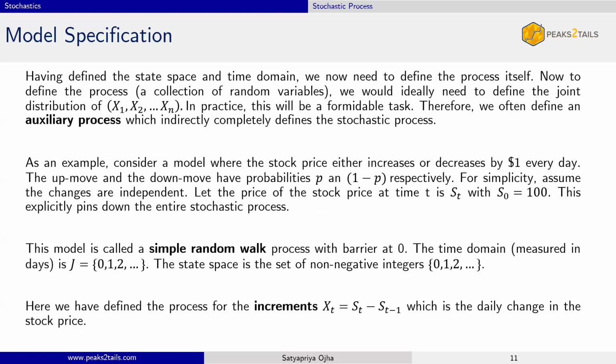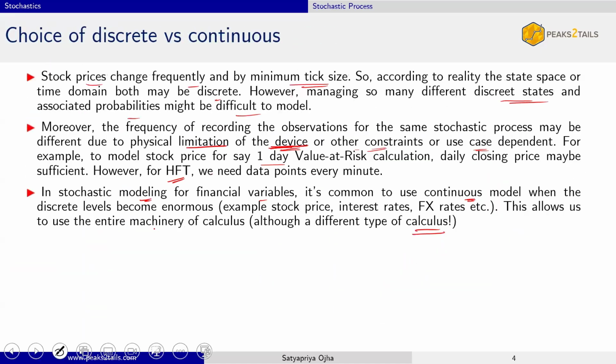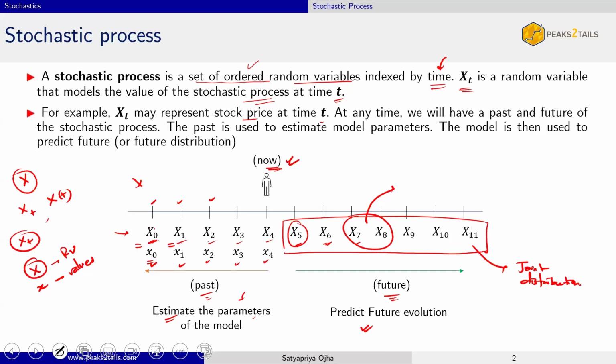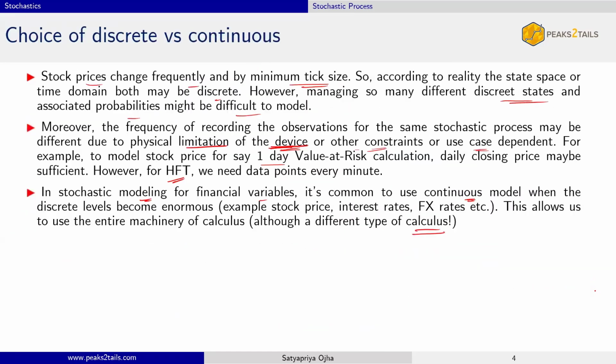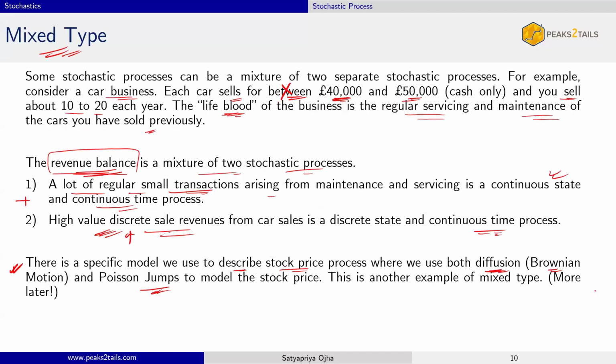In order to define the stochastic process, remember our end goal or the target. Let me go back. So you are here, you are looking at the future random variables, which are unknown. What is the distribution? This is my target. So you have to specify the stochastic process such that I can come up with the distribution of these random variables. That is the goal.